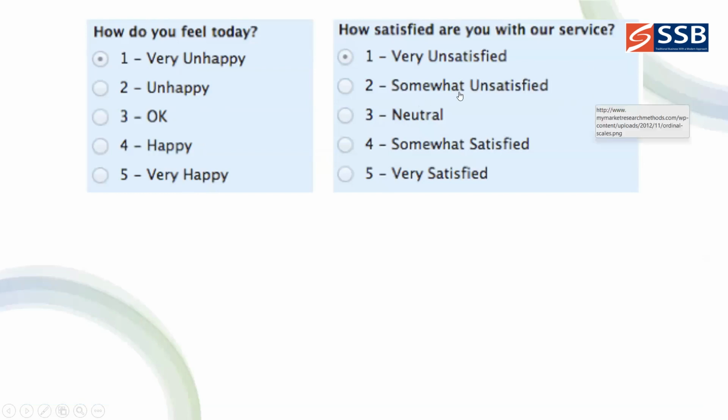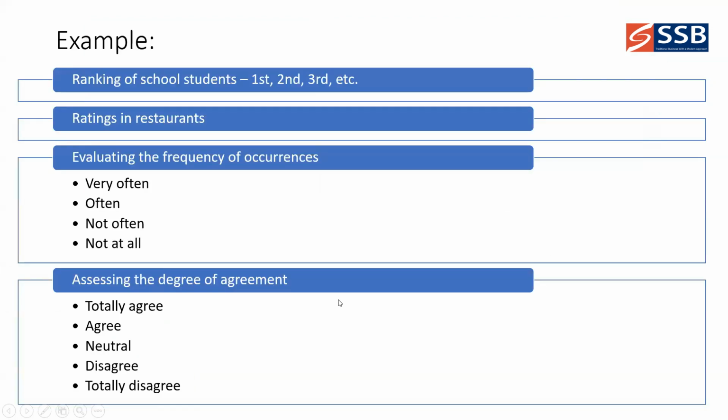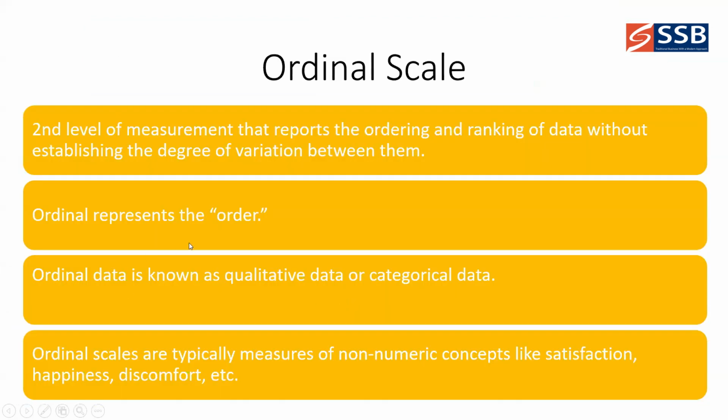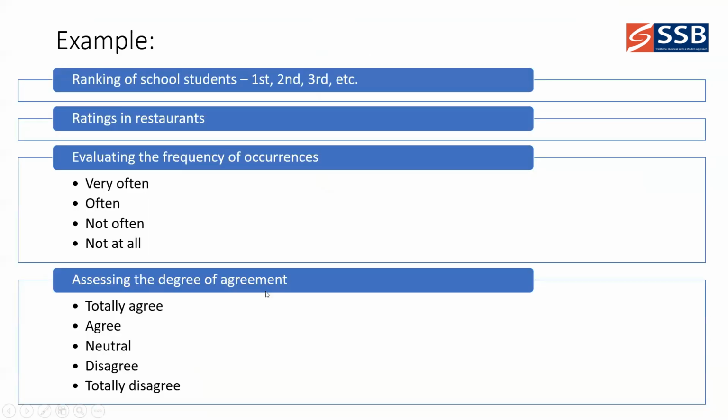Basically, after your billing, you will find this: very unsatisfied, somewhat unsatisfied, neutral, very satisfied. So you have an order: very unsatisfied, somewhat unsatisfied, neutral, somewhat satisfied, very satisfied. So you're going to have this order here. So this is called an ordinal scale.